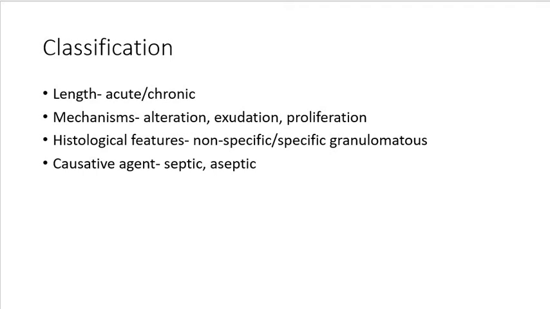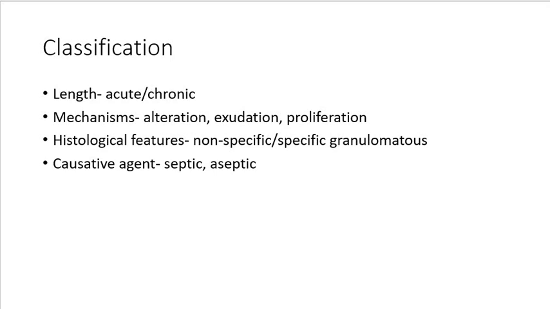In the classification according to mechanisms, the three mentioned here are all present, but in different intensities, and depending on the predominant component, they're named. So in alteration, there is tissue change. For example, in viral hepatitis, polio, diphtherial myocarditis, you will see alteration.